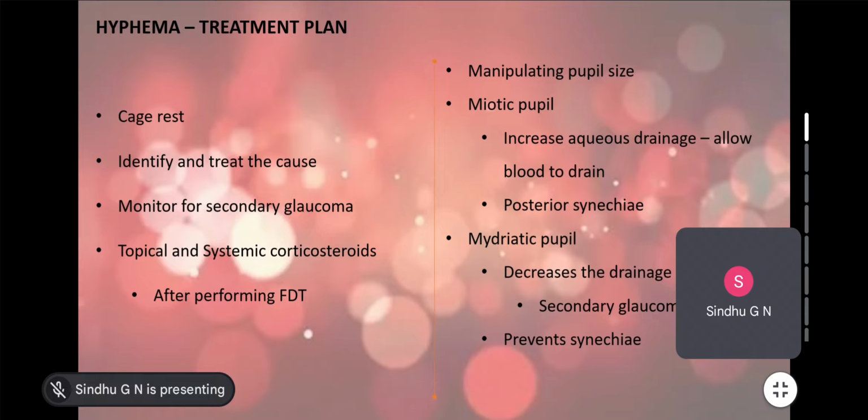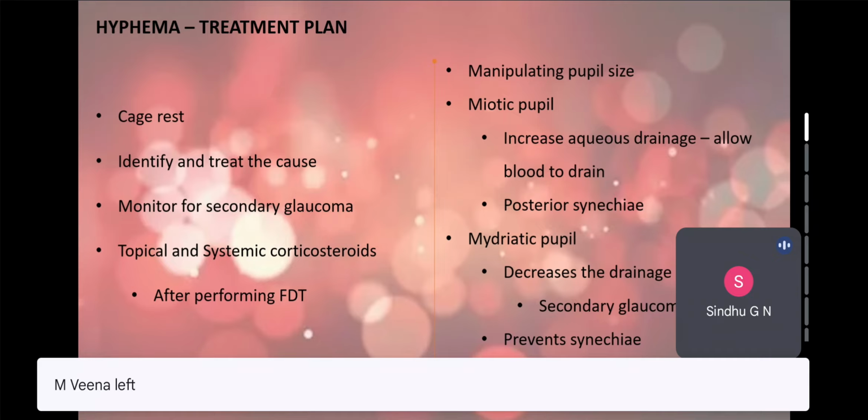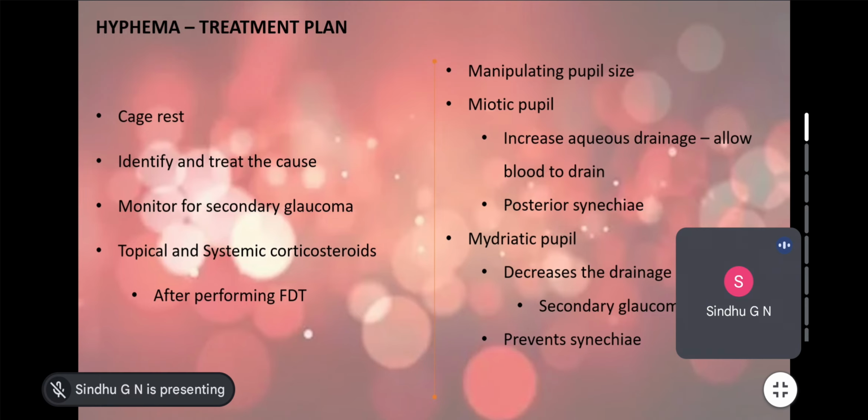At the same time, if it is a mydriatic pupil or a dilated pupil, the angle between iris and cornea will be less, and the drainage angle is smaller and can cause secondary glaucoma, but there won't be any possibility for synechia formation. So we have to act accordingly, and based on the chronicity, if it is an acute bleeding, we can try for a miotic pupil with a miotic agent and manipulate the pupil size.